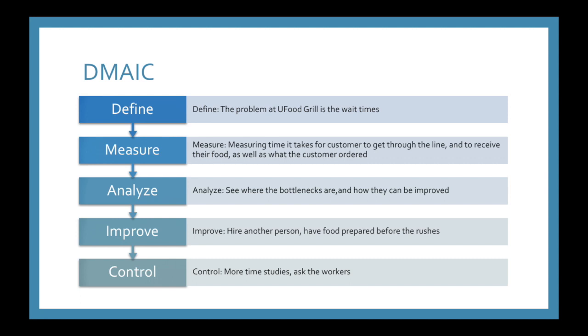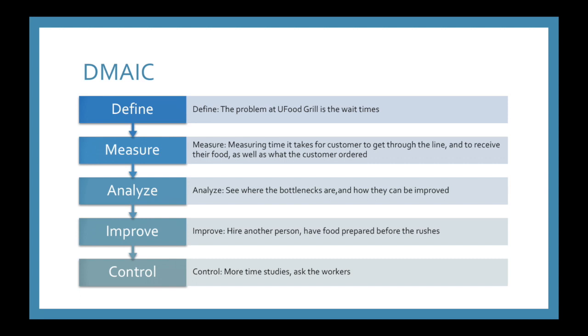DMAIC stands for Define, Measure, Analyze, Improve, and Control. For our project, we will define the problem, which is the wait times at UFood Grill. We will measure the time it takes for the customer to get through the line and to receive their food, as well as what the customer ordered. We will analyze those measurements and see where the bottlenecks are and how they can be improved.